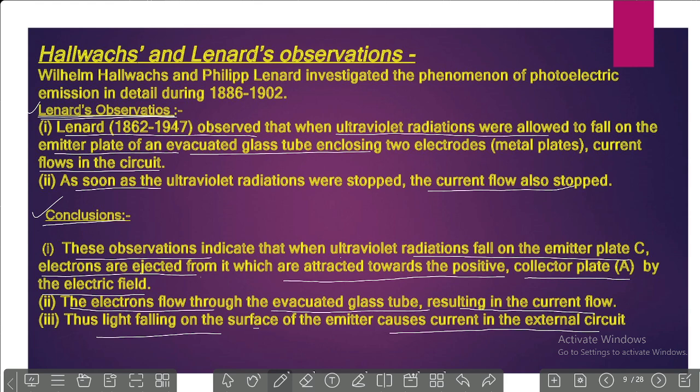Light falls on an evacuated glass tube enclosing two electrodes. Current flows in the circuit, and as soon as UV radiation is stopped, current flow also stops. As soon as UV radiation stops, that means light is not there, no current in that circuit. So you understood that because of light, current is there. That is what the third conclusion is: light falling on the surface of the emitter causes current in the external circuit. So understand carefully and write it down.